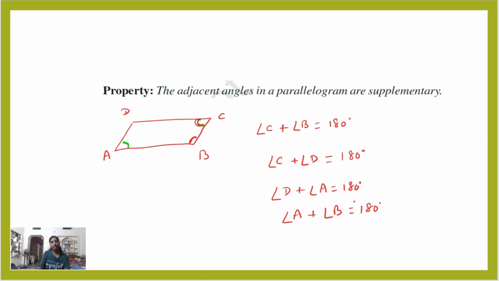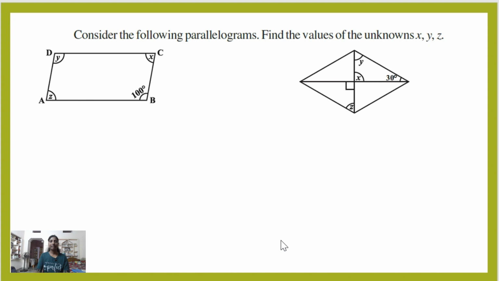So in a parallelogram, adjacent angles are supplementary. Okay, now we are going to solve some problems. So friends, let us solve these problems. Consider the following parallelograms. Find the values of the unknowns x, y, z. Here we have two figures. We have to find out the values of the unknowns x, y, z.